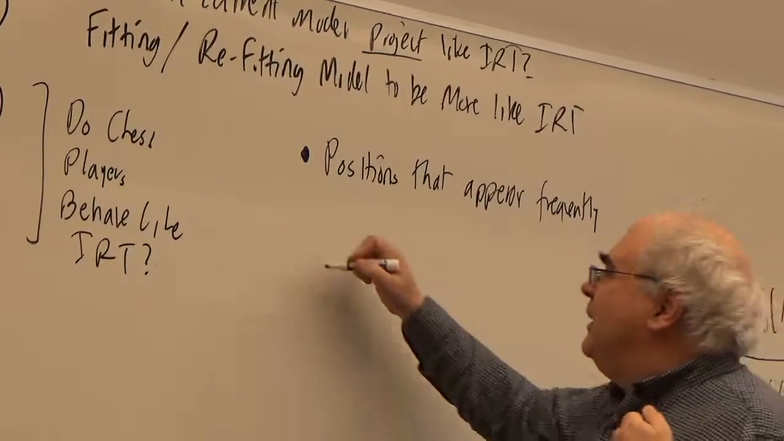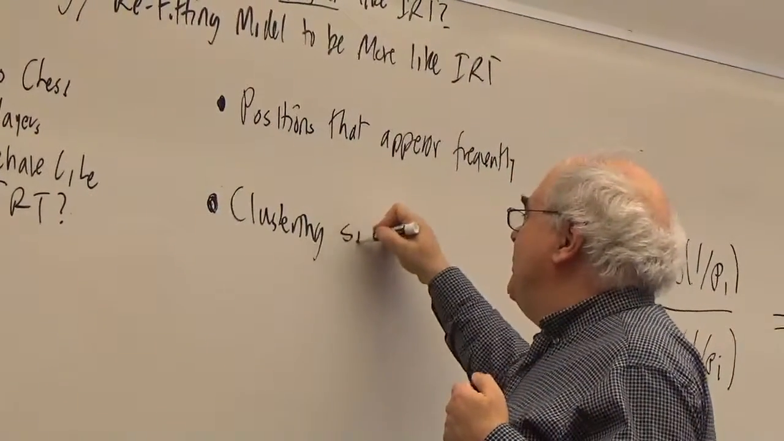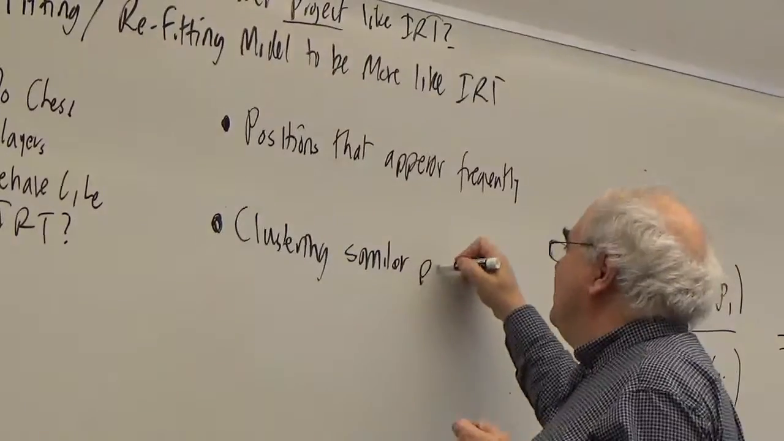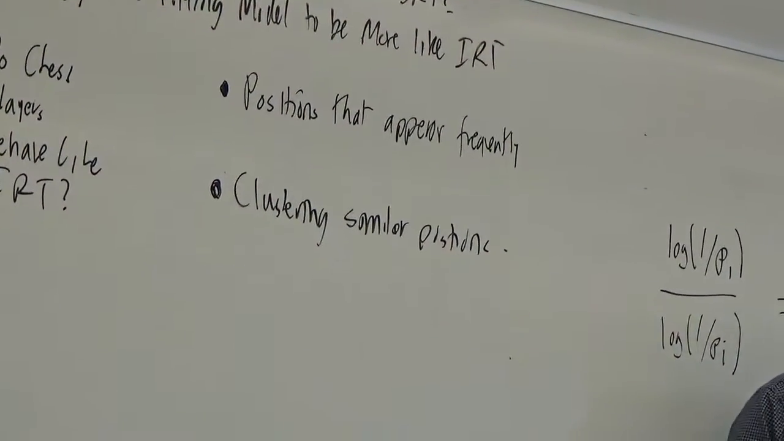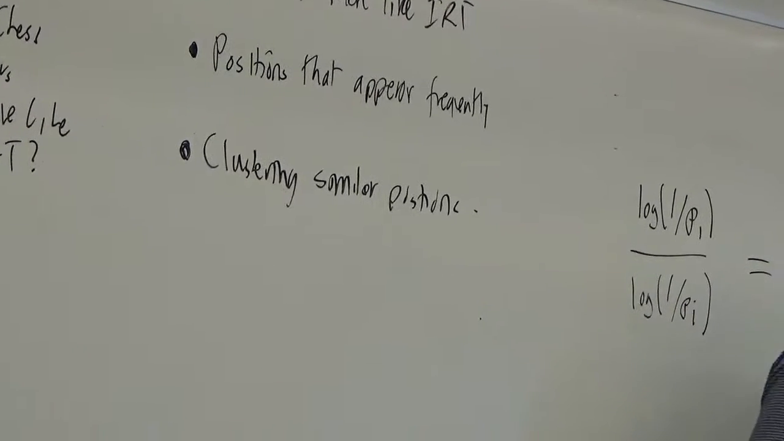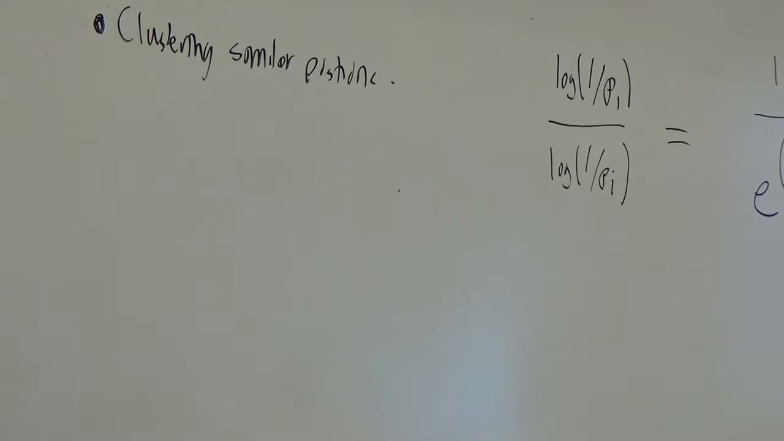And then the second thing, however, is clustering similar positions. And that's what I've described, where we don't have the bias of book, but we can pose the same question and make sure that we're getting reasonable data.